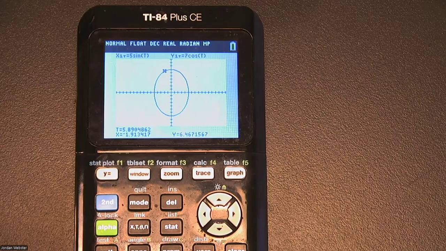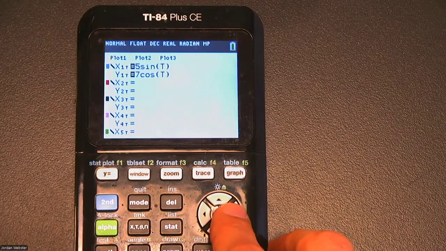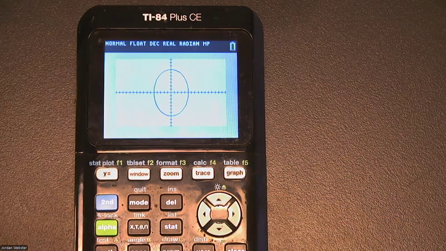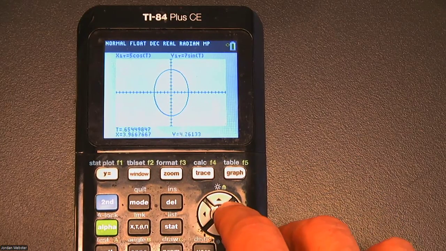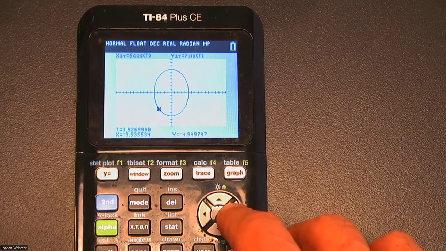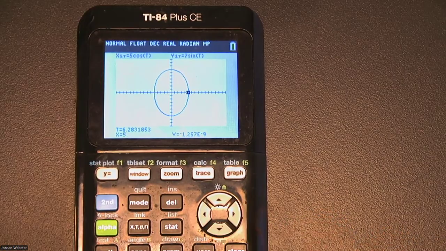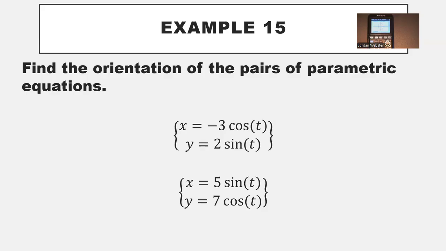By the way, not all of them that are ellipses are going to be clockwise. You could also have counterclockwise. Let me just show you, if you switch the roles of cosine and sine there, then in your graph you can see it being drawn in a counterclockwise direction, going around as t increases. So some things can be clockwise oriented, some things can be counterclockwise oriented.